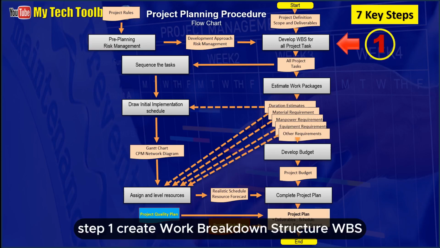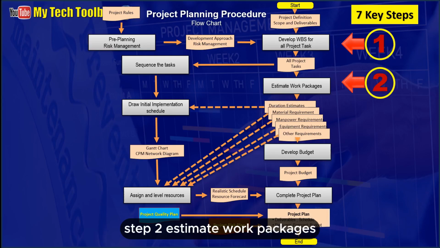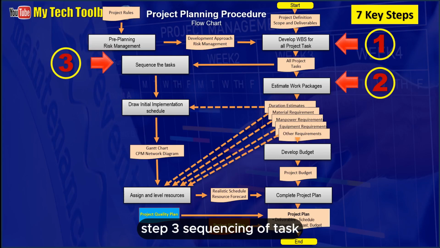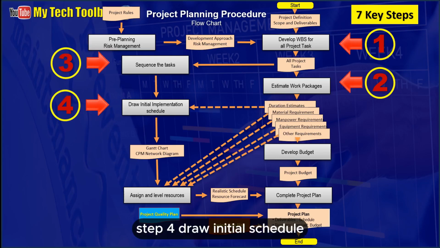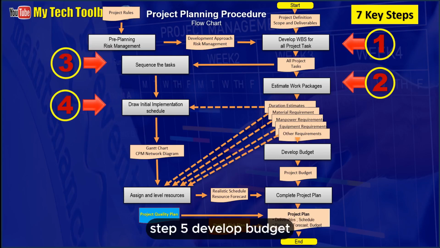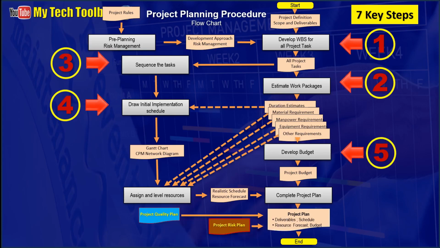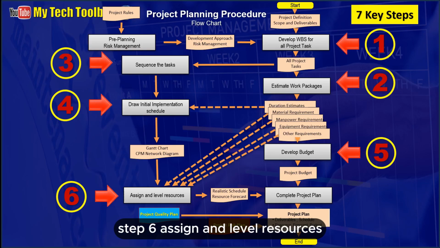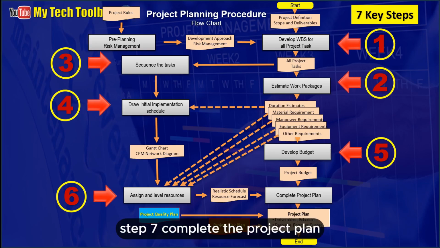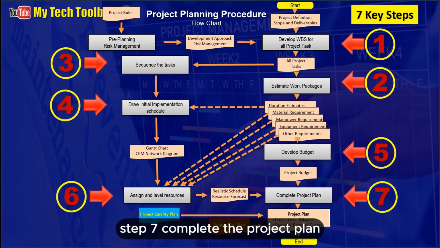Step 1. Create work breakdown structure, WBS. Step 2. Estimate work packages. Step 3. Sequencing of tasks. Step 4. Draw initial schedule. Step 5. Develop budget. Step 6. Assign and level resources. Step 7. Complete the project plan.